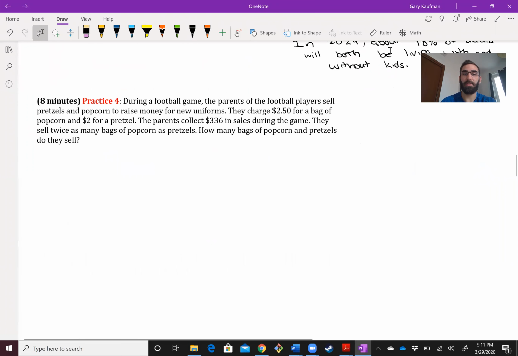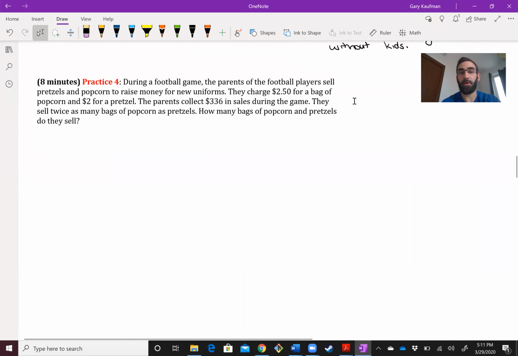Here is practice problem 4. Notice that I don't give parts A, B, and C. You have to decide what steps you might have to do to get to the final answer. Go ahead.